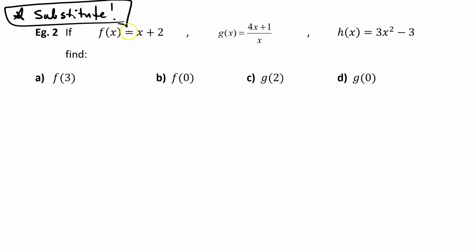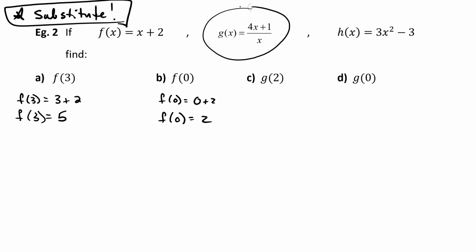So if I say f at 3, I'm going to say, okay, f at 3 is, and I'm going to substitute that 3 in for the x. So 3 plus 2, which means f at 3 equals 5. Good. Well, that's easy. F at 0. Oh, well, that's just 0 plus 2, so that means that f at 0 is 2. See where this is going?